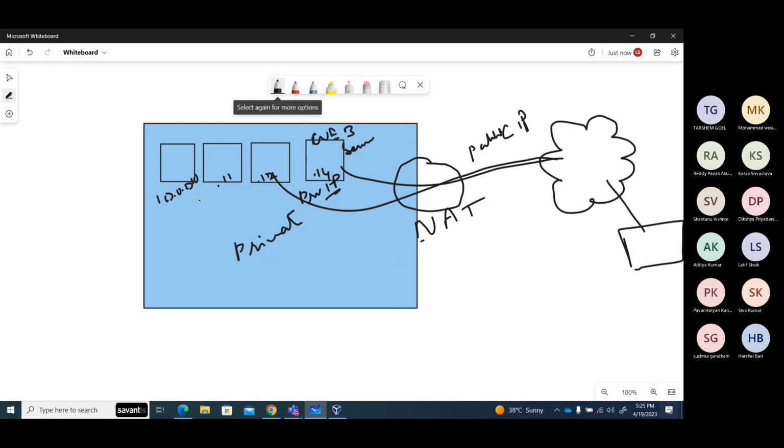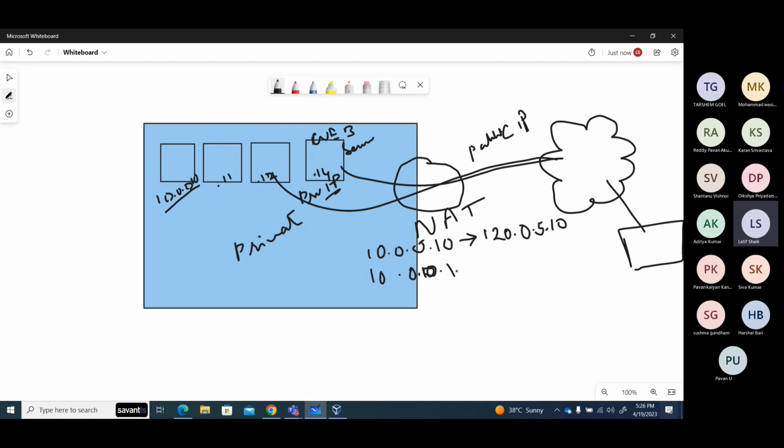Okay. This is my IP address, 10.0.0.10, which is mapped to a public IP. For example, it is 120.0.5.10. I take another one, 10.0.0.11, second device, 120.0.5.11. 10.0.0.12, 120.0.5.12. This is not required to be the same, guys. It can be anything.